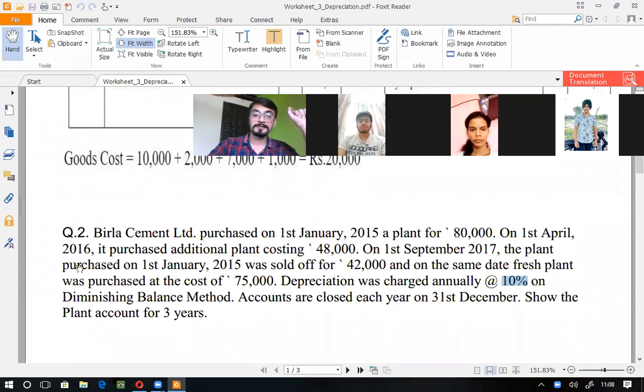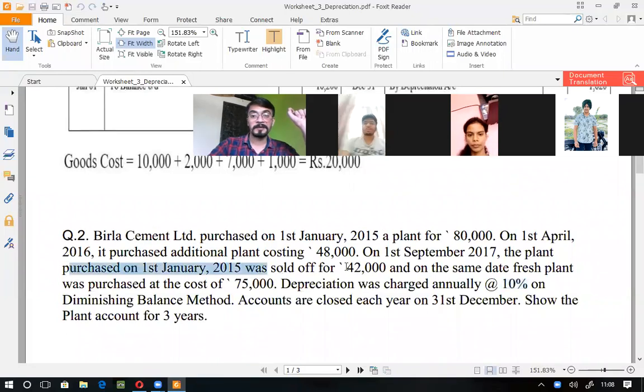तो 1st September को हमने क्या करा? The plant purchased on 1st January 2015 was sold for 42,000. The plant that was purchased on 1st January 2015, जिसका कॉस्ट 80,000 था, उस प्लांट को आपने बेच दिया 42,000 में. So when we purchased, we have debited it. जब आपने परचेज किया था तब आपने इसको प्लांट अकाउंट में डेबिट किया था. अब सेल कर रहे हैं हम तो क्या करेंगे? Credit. Very good.